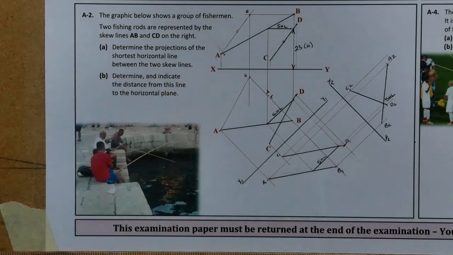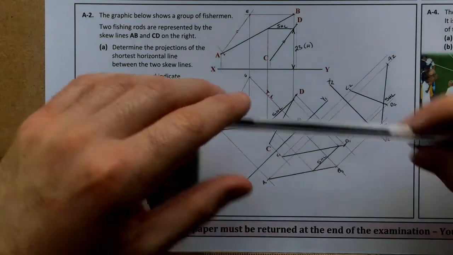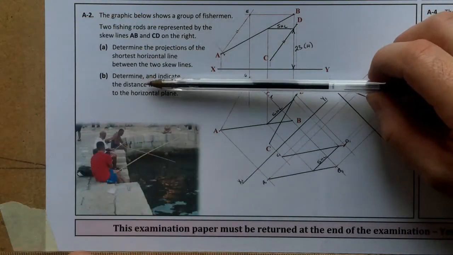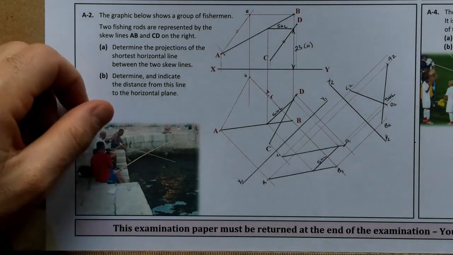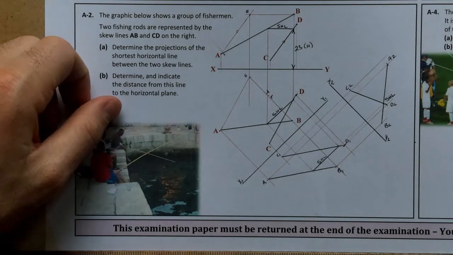They're trying to confuse you a little bit there, but once again, don't just think about it. The horizontal plane is the XY line, okay? And the height of the line is up here, so it's very, very simple, okay? Now we're going to move on to A3 at the top right.